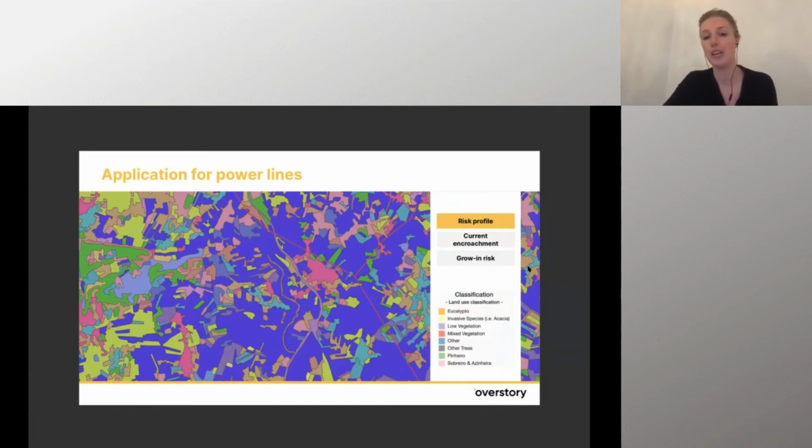The reason why this is valuable for our customers is twofold. The one is, when knowing the tree species, we also know the growth rate. So it informs how many meters or how many feet the tree is going to grow in the next year, next 6 months, and next couple of years. So it really informs growth risks or grow-in risks, and it helps to plan ahead.